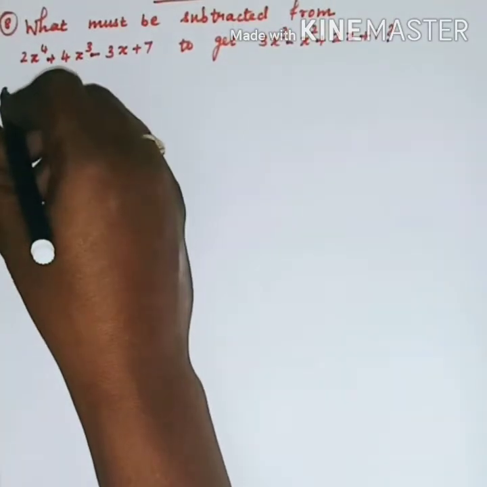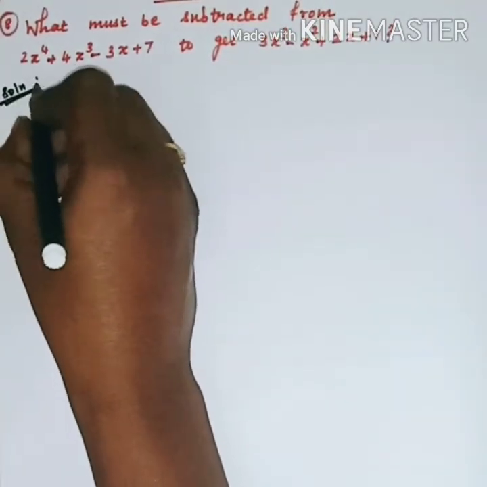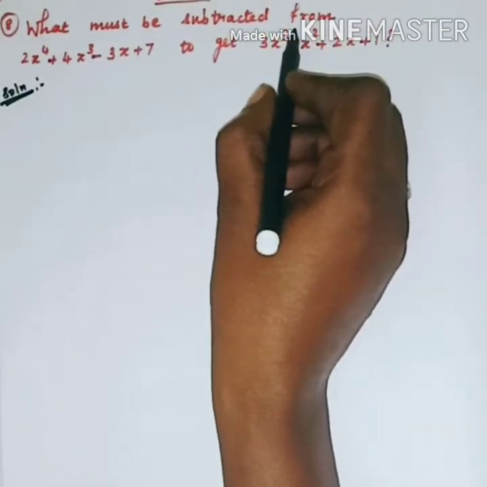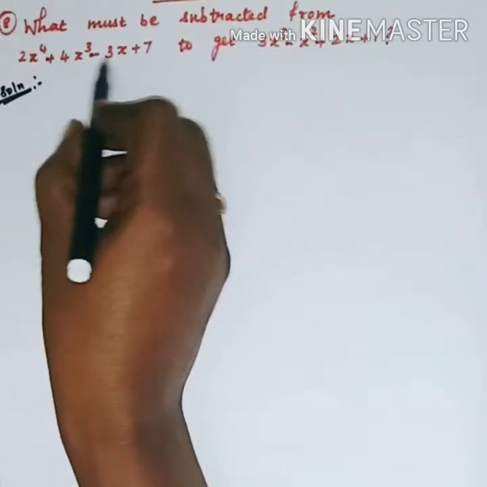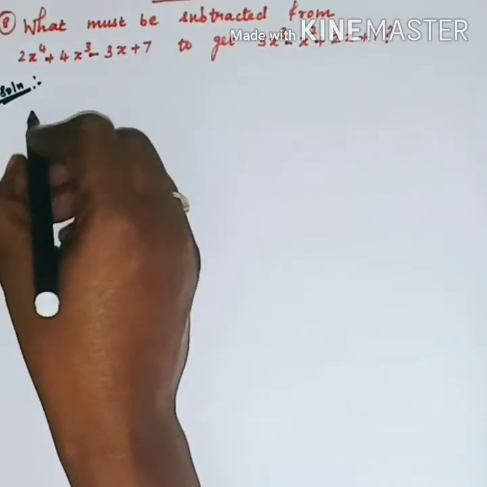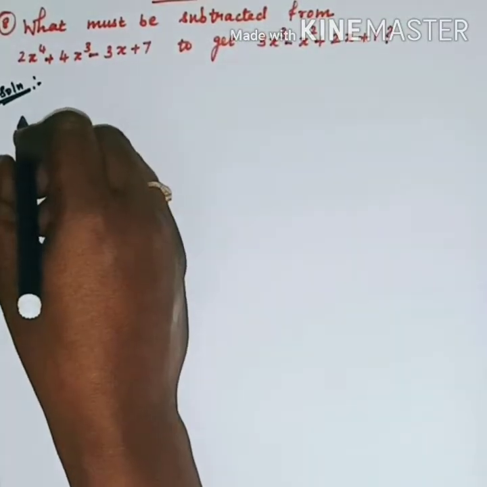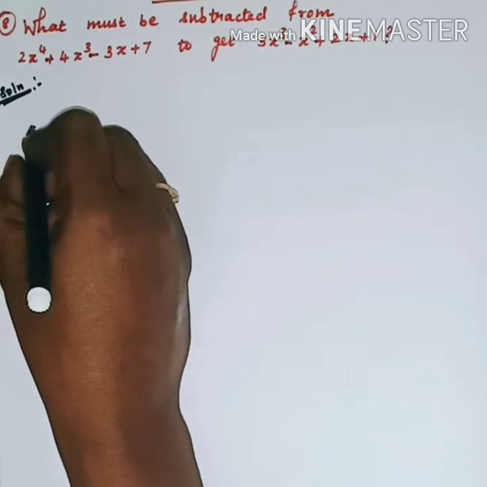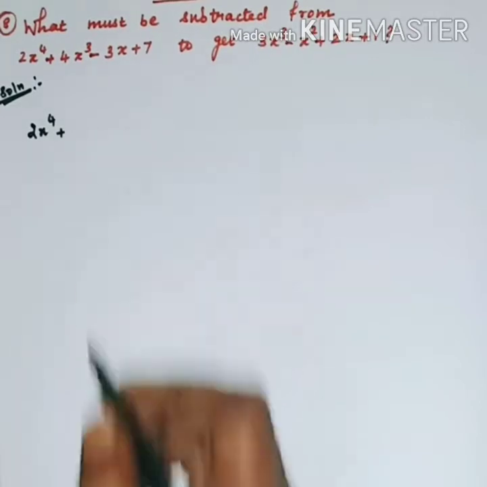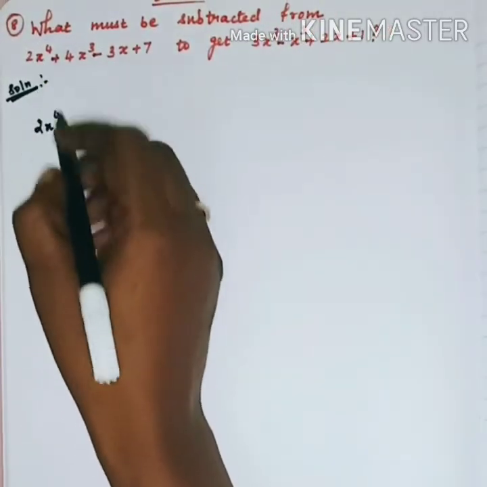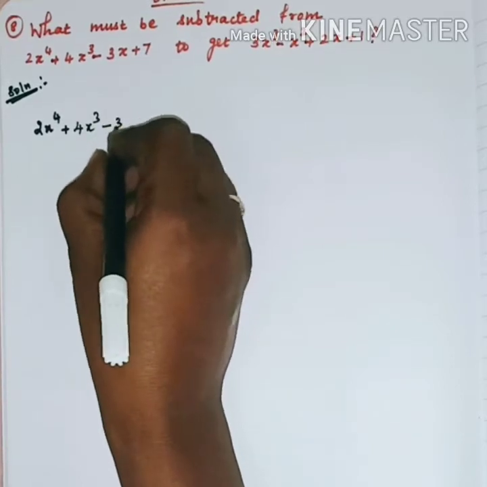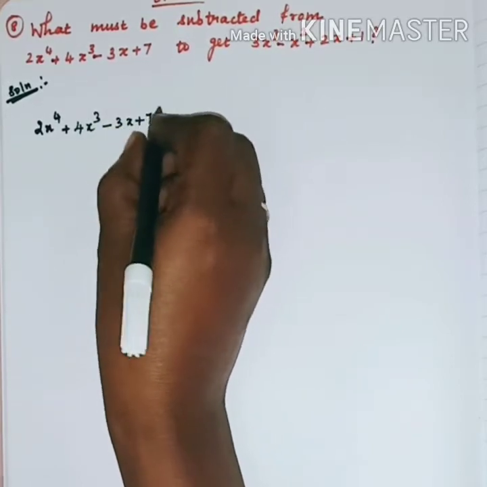The solution is, take that polynomial as p of x. Here in the question they have given that from this polynomial we have to subtract p of x. So write this polynomial first: 2x power 4 plus 4x cube minus 3x plus 7.